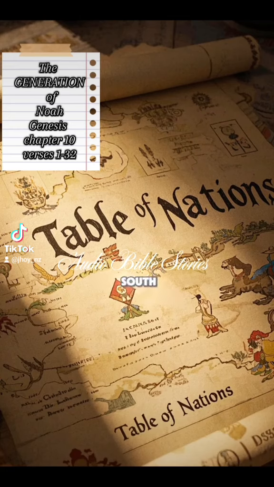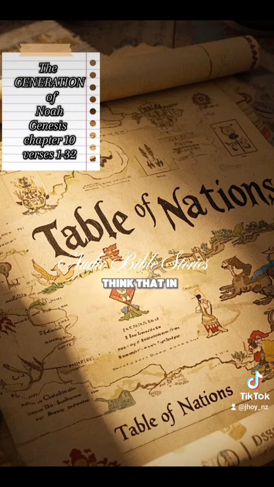Ham's children ventured south, establishing themselves in Africa and parts of the Middle East, including ancient Egypt and Canaan. Meanwhile, Shem's lineage became the Semitic peoples, from whom the Hebrew nation would later emerge. This chapter is like an ancient GPS, mapping out how different peoples and cultures originated.